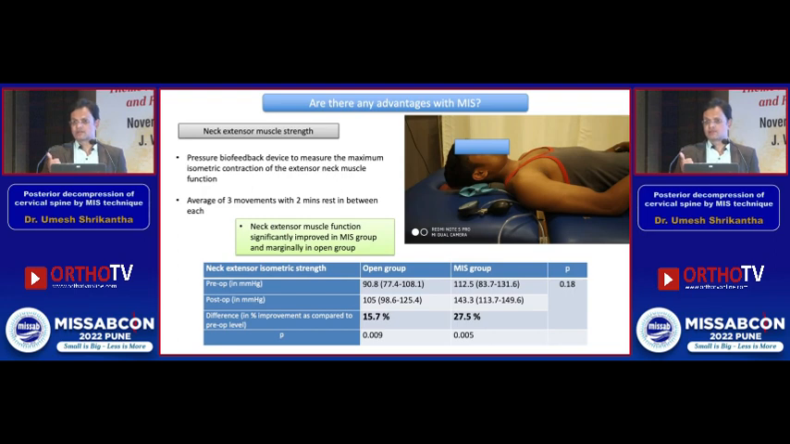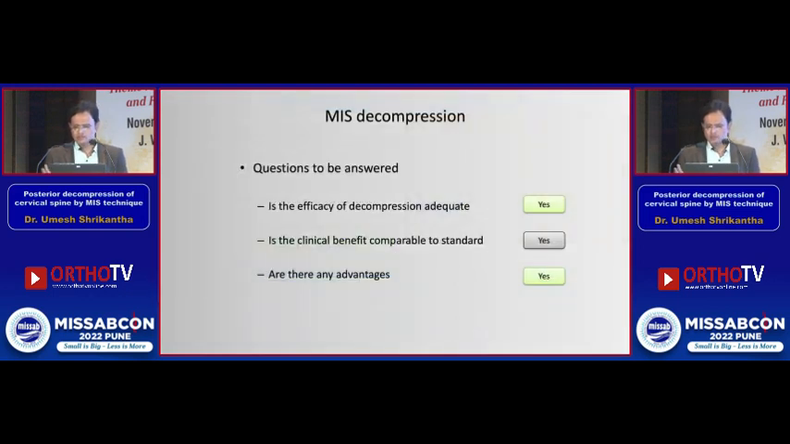The neck extensor muscle strength was estimated by a passive biofeedback device by a physiotherapist preoperatively and postoperatively at 3 months, and which showed a better improvement, though not statistically significant, in the MIS group in the postoperative extensor muscle strength as compared to the open group. So these are the questions that we did. One is, is the efficacy of decompression adequate? We show that it is yes.